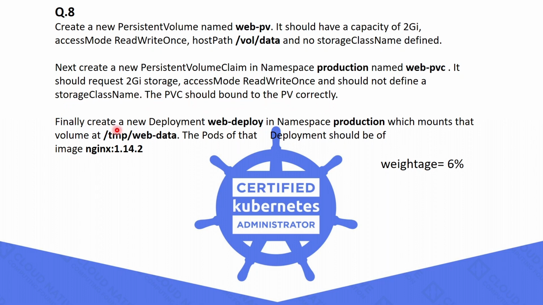Finally, create a new deployment, WebDeploy, in namespace production, which mounts that volume at /tmp/webdata. The pods of that deployment should be of image nginx:1.14.2.